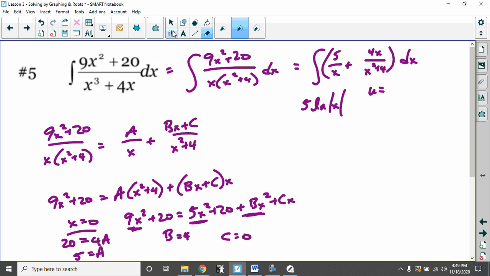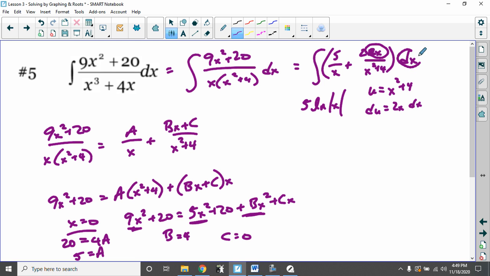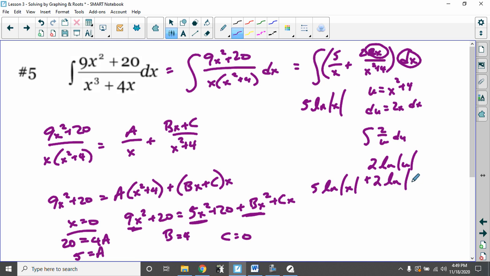Getting ahead of myself. U equals x squared plus 4, so du is 2x dx. I'm going to rewrite this so that it's 2 times 2 instead of 4, so that I have 2x dx. So this is 2 over u, which is 2 ln. So I've got 5 ln of x plus 2 ln of x squared plus 4.